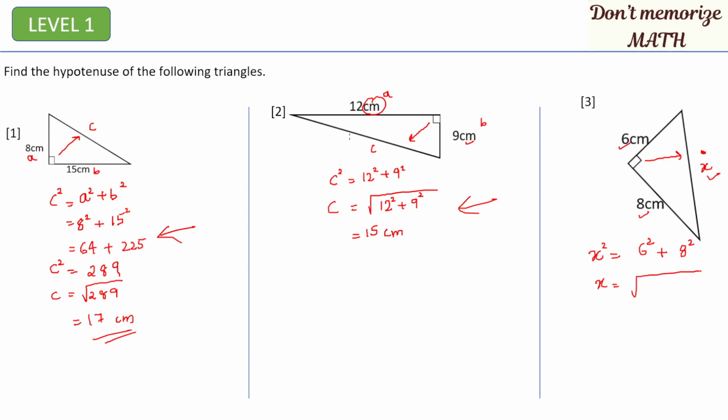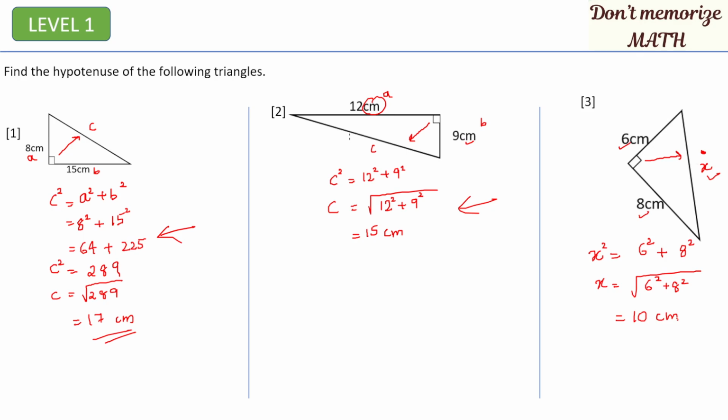So x will be square root of 6 square plus 8 square. 6 square is 36 plus 8 square is 64. Then take the square root of the answer. You will get square root of 100, that is 10. All other sides are in centimeter, so this will be 10 centimeter.